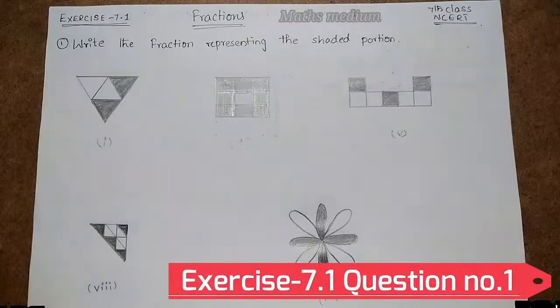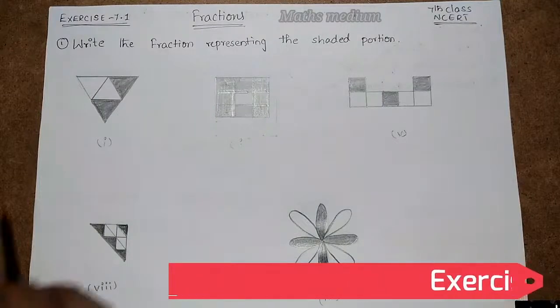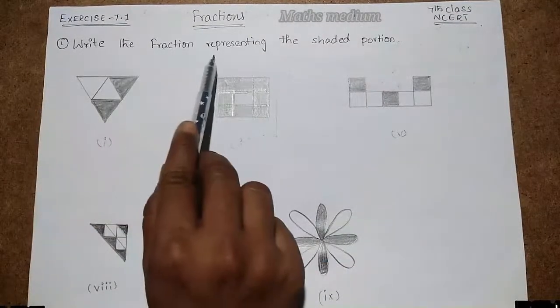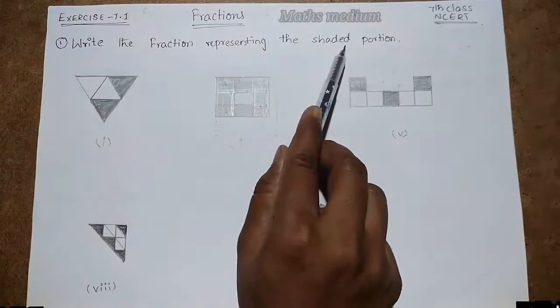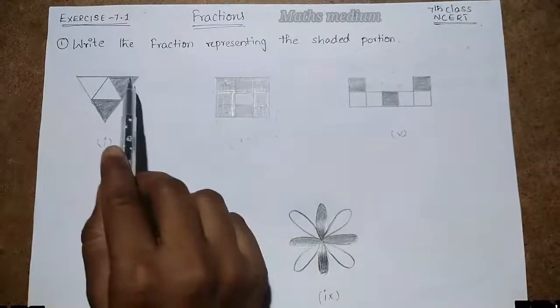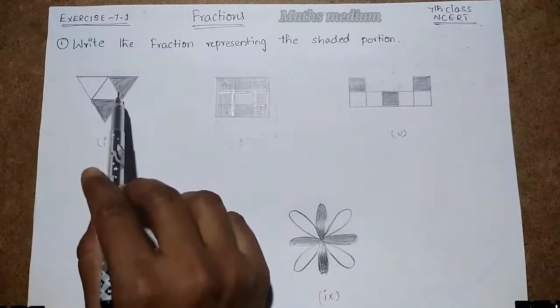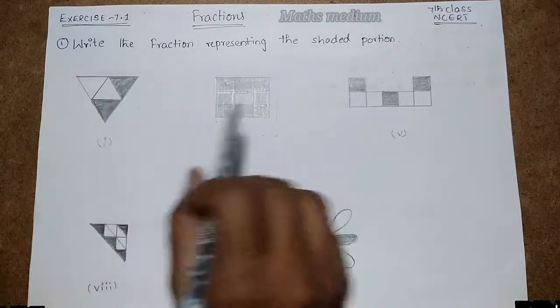Hi, hello, welcome to Maths Medium. Today I came with exercise 7.1 from Fractions, 7th class NCERT. I took problem number 1, that is write the fraction representing the shaded portion. You have to write how much fraction is represented in the shaded portion of the given figures.